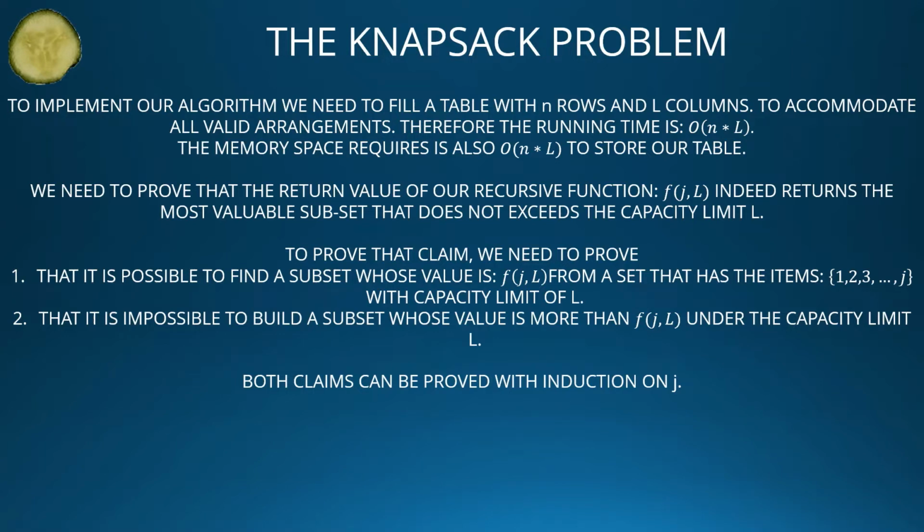To prove that claim, we need to prove, first, that it is possible to find a subset whose value is f(J, L) from a set that has the items 1, 2, 3 all the way to J with capacity limit of L, and secondly, that it is impossible to build a subset whose value is more than f(J, L) under the capacity limit L. Both claims can be proved with induction on J.